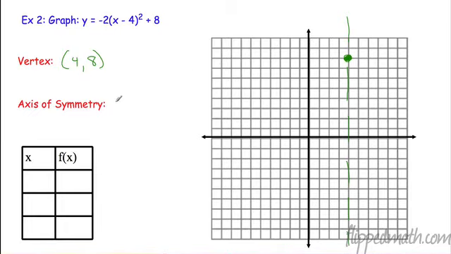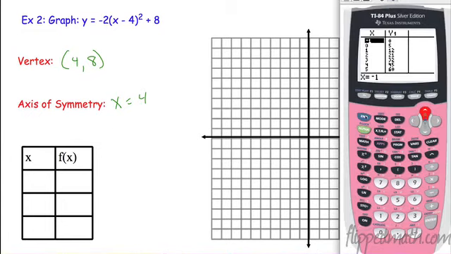So we know our axis of symmetry is the x value, 4. All right, probably should label this vertex, right? 4 and 8. All right, so we need some points. I'm going to put it in the calculator just because I think that's a little bit faster. All right, so I'm going to clear that. Negative 2. Oh, it's a negative. That means it's going to open which way? Up or down? Yep, it's going to open down.